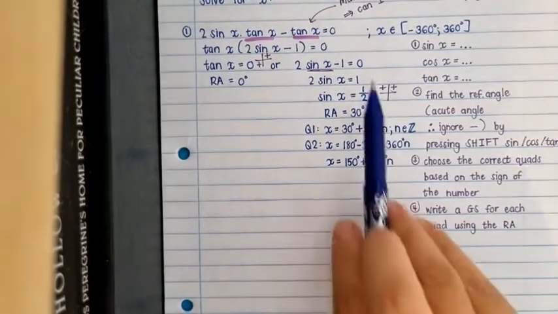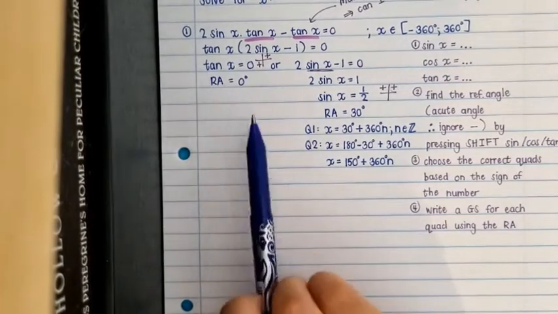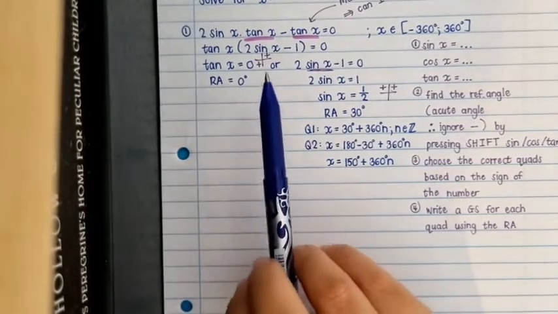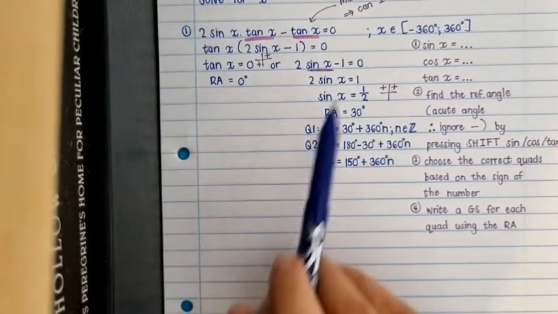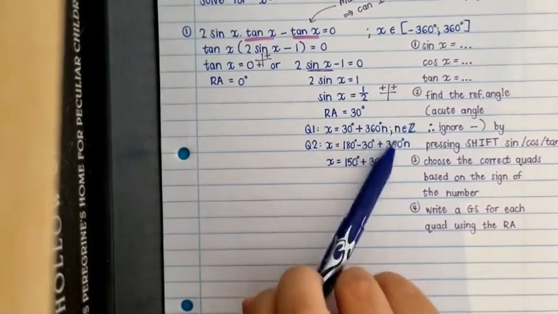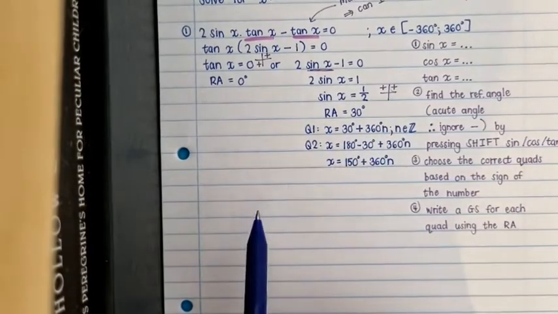All right, so that is what we're doing for the sine half of this question. Now let's get to the tan half of the question. Now guys, tan is slightly different because the period of a tan graph is not 360 degrees, like for a sine or a cos graph. The period of a tan graph is 180.